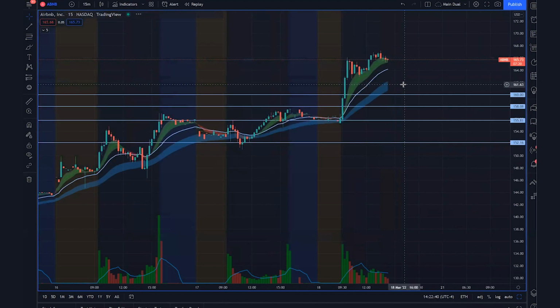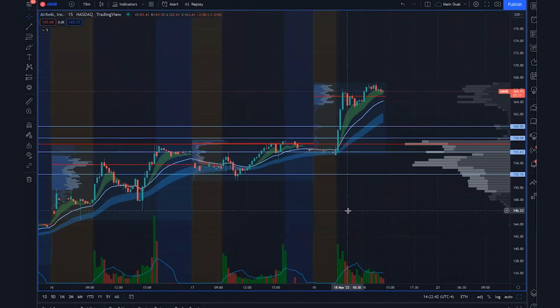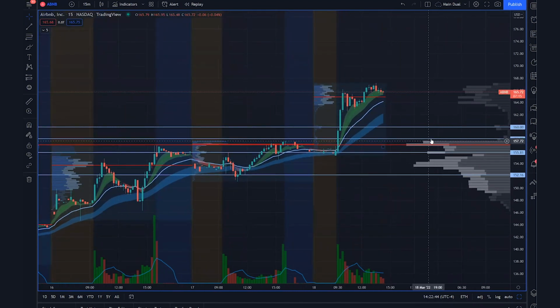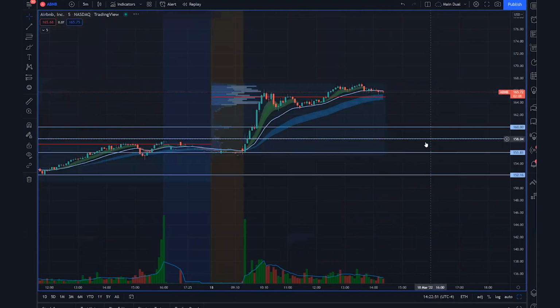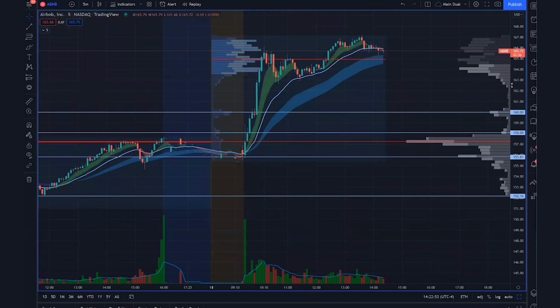When we go to the 15-minute, maybe we draw some more levels, right? And then you can see where the volume profile ledges are. We might have another level at 158, right? Maybe you get the trade even earlier. And then we go to the 5-minute and start our qualification process.